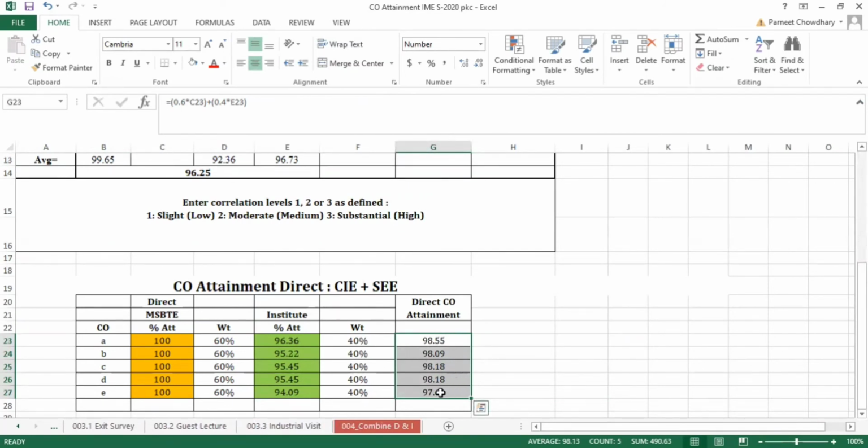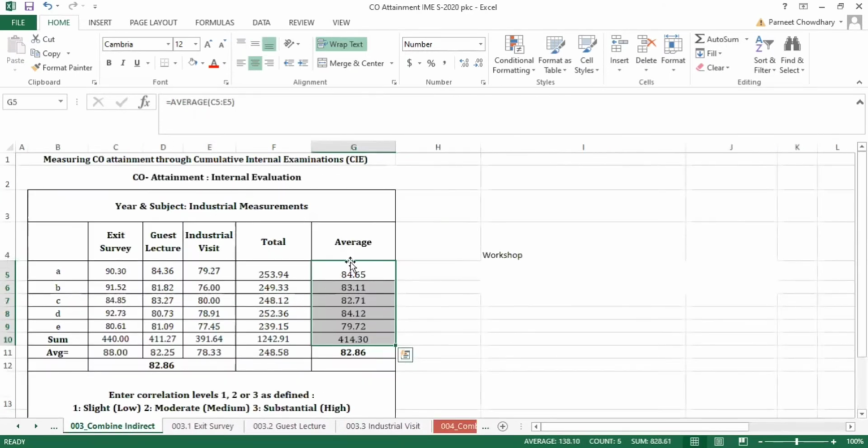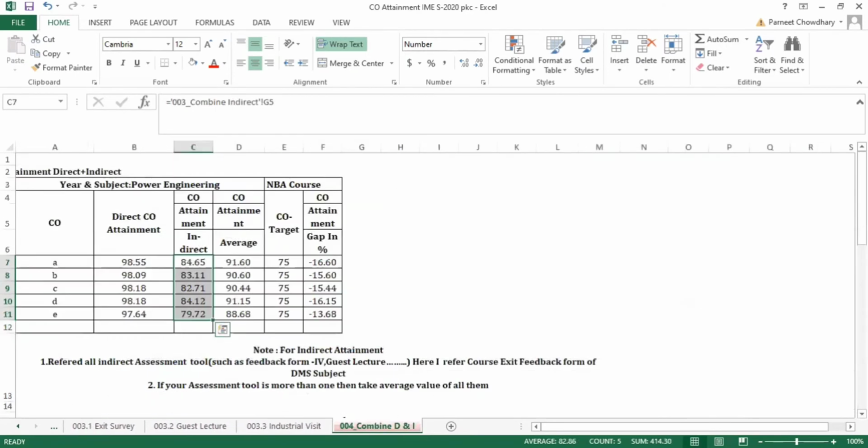You see these values 98.55, 98.09. These values are dragged. You don't have to do anything. Then again, indirect also is dragged from my indirect attainment sheet. See, this was my indirect combined sheet. These values 84.65, 83.11, these are dragged over here. Then average we are getting as the formula is applied.